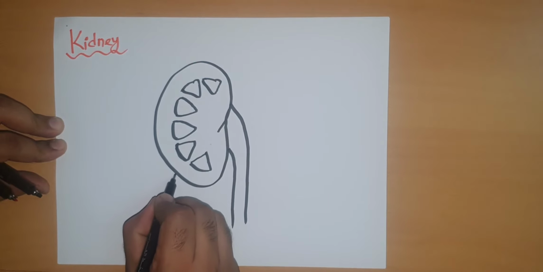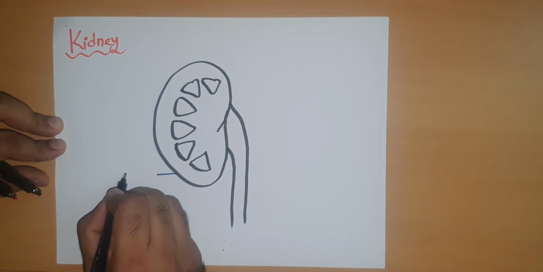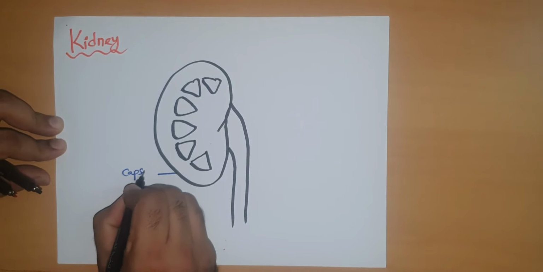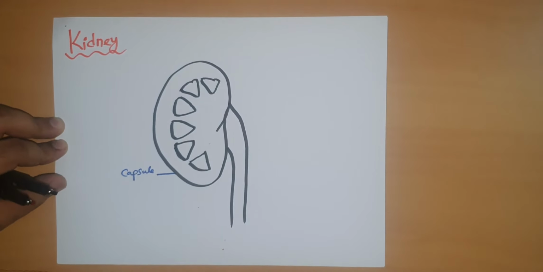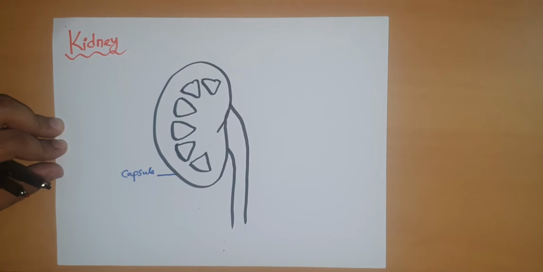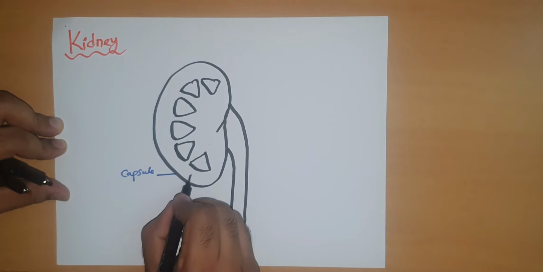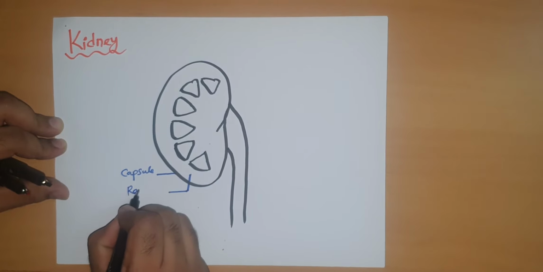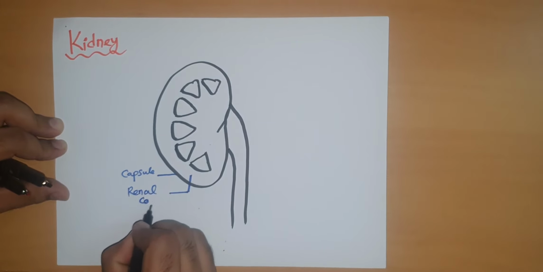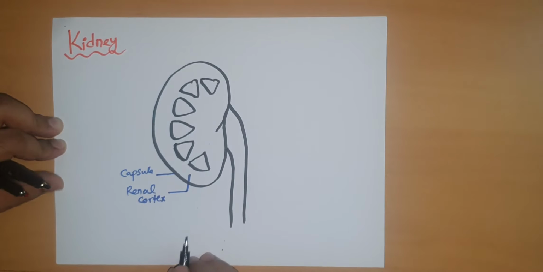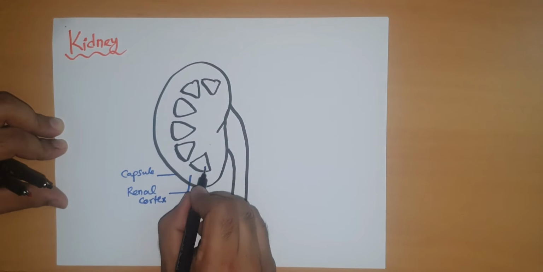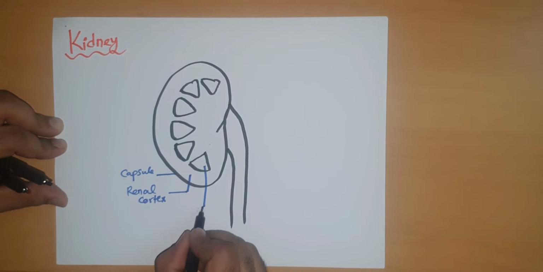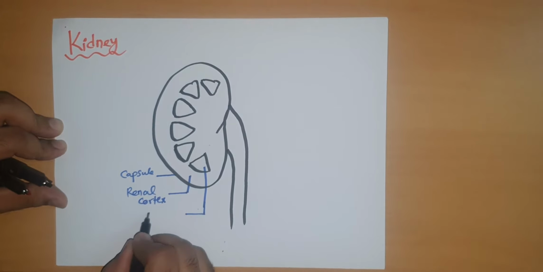The outermost layer of the kidney is called the capsule, and it is made up of a tough connective tissue. Inside the capsule, this area of the kidney is called the renal cortex, and then this area of the kidney is called the renal medulla.